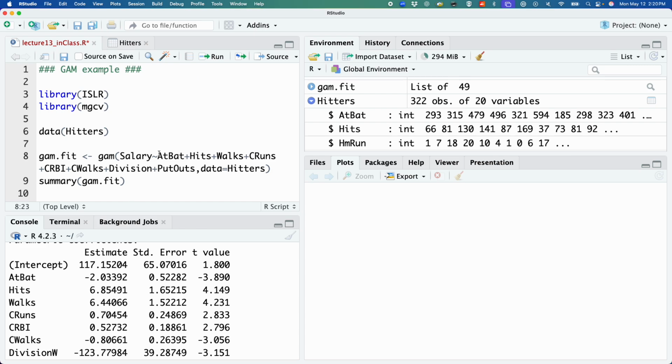But we can actually apply splines to individual variables. The way that I do that is I just put an S around here. So I'm going to do that for all of my continuous variables. I'm going to turn them into splines by doing this S parentheses. I can't do it around division because that is a discrete variable, but everything else I will be able to do that.